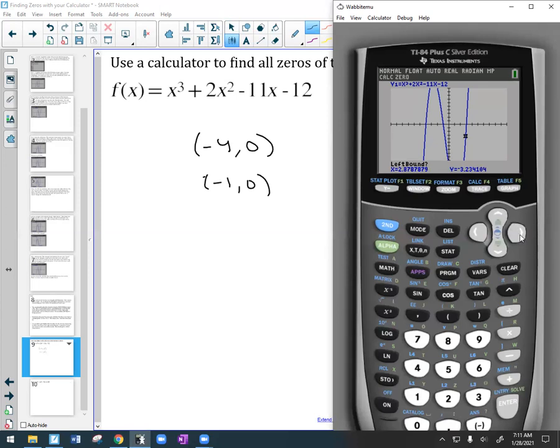There's my cursor, and I can tell because I'm moving left to right on this graph. Anything below the axis here is going to be to the left of the 0. So I hit enter, and I scroll past it, and I hit enter. I hit enter again, and I get 3, which is exactly what I thought it was.